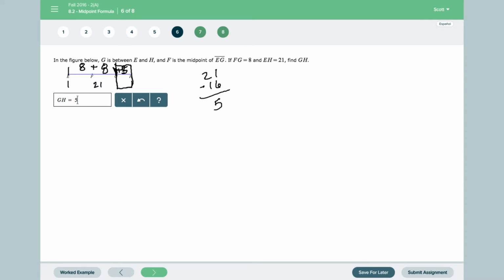So on this type of problem, just kind of draw out the pieces here, and then use addition and subtraction to find what's the missing piece.